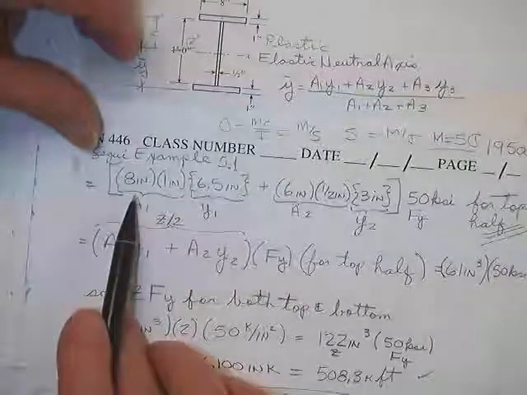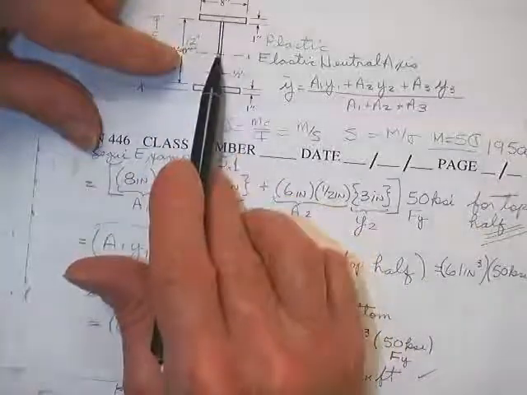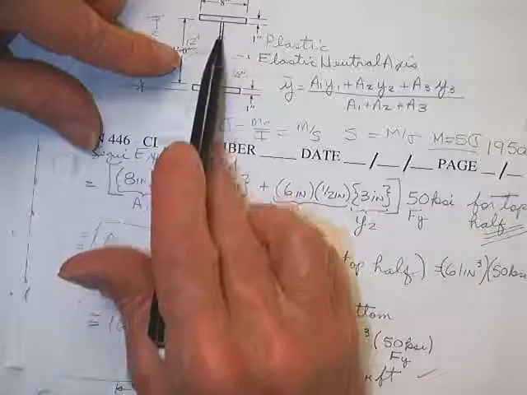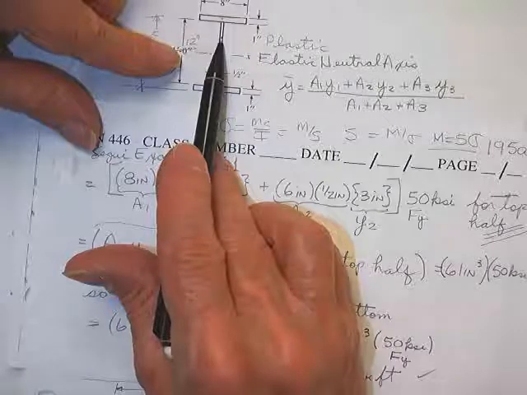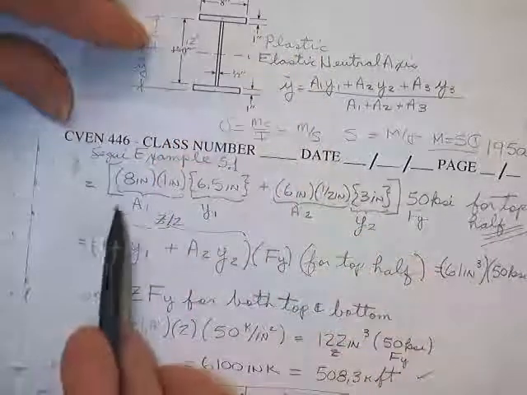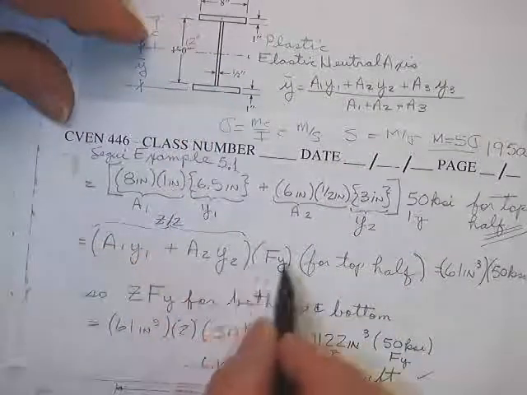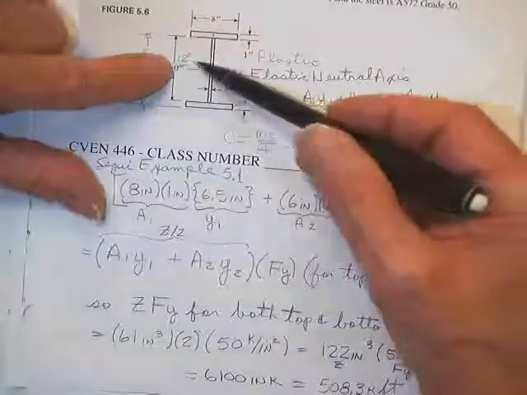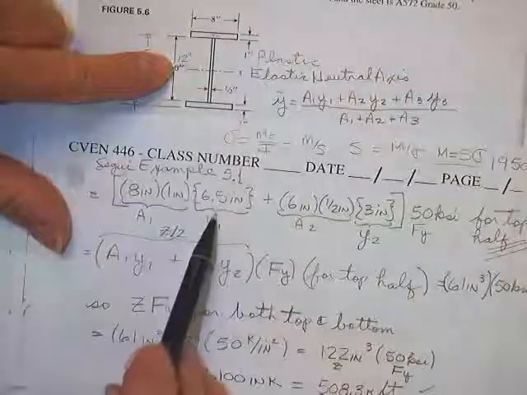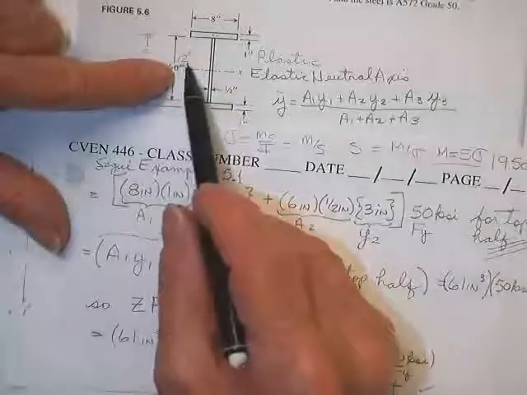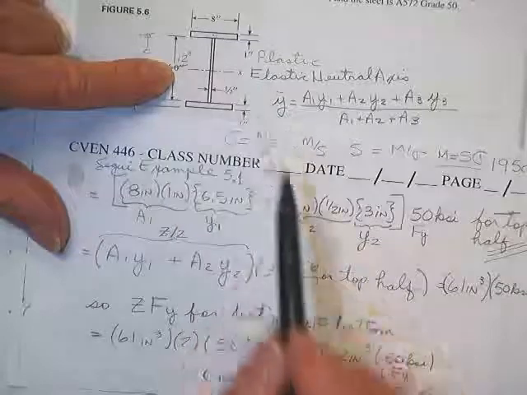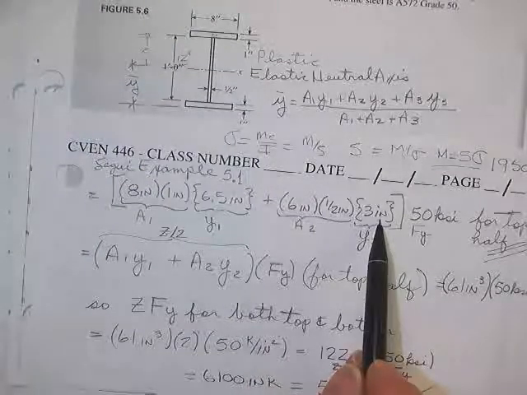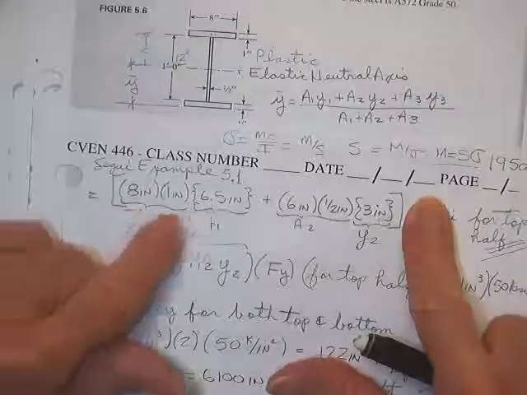To get Z, all Z really is, he's taken this total area times the distance to the combined centroid. That's the same thing as just taking this area times the distance to his centroid plus this area times the distance to his centroid. That's how you found the combined in the first place. So this is what Z is. Z is equal to 8 times 1 times 6.5. That takes care of the Z for the top flange. Plus 6 times 1/2 times halfway up is 3. And this is, I went ahead and multiplied it times 50, but that's Z for the top half.